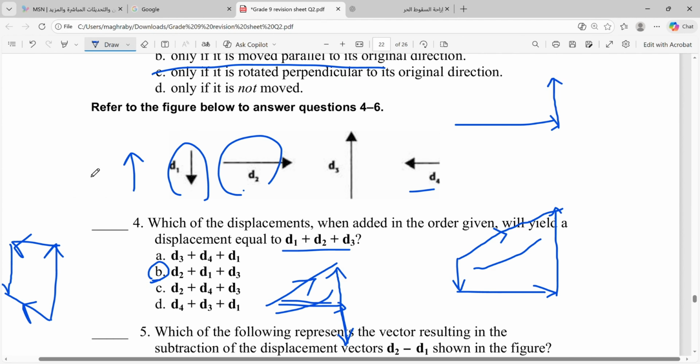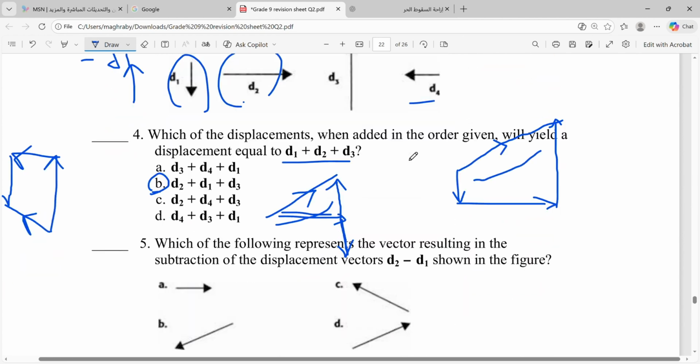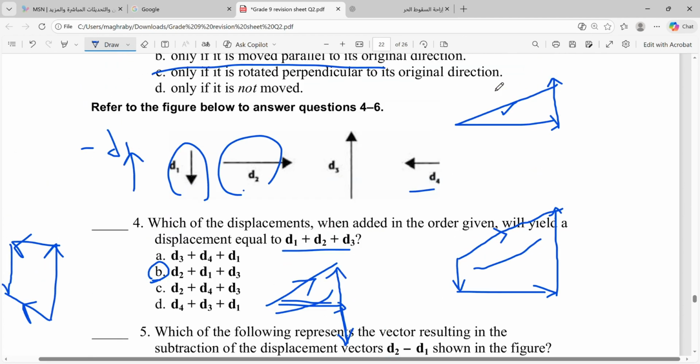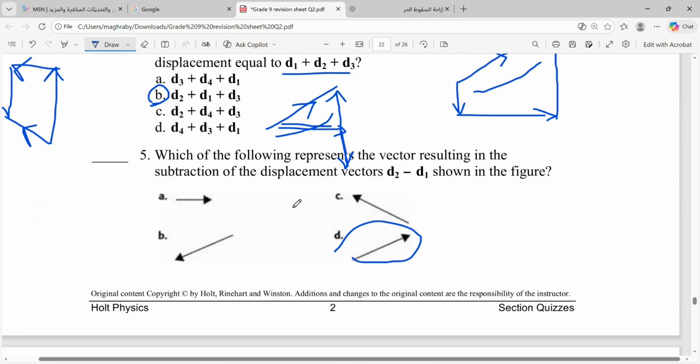Okay, because this minus D1, I draw it before I get the result. And then to match the tail of the first vector to the head of the second vector, this is the resultant. So we have to get someone like this one, D, like this resultant. Okay, let's get to the next one.